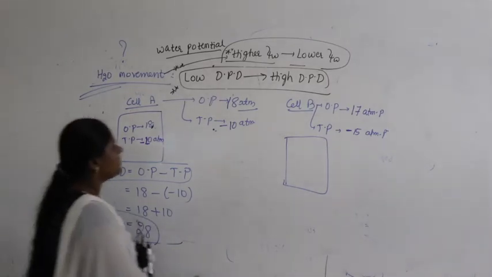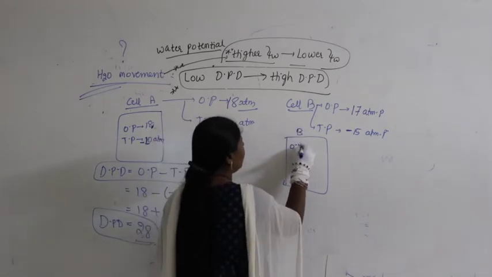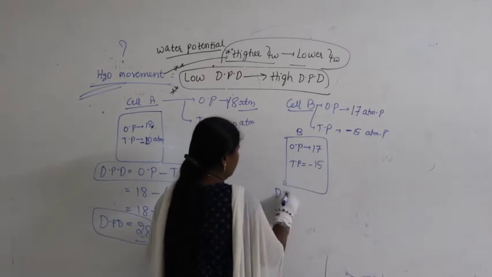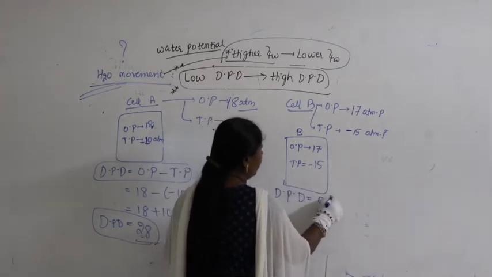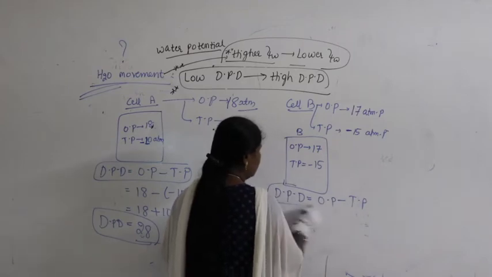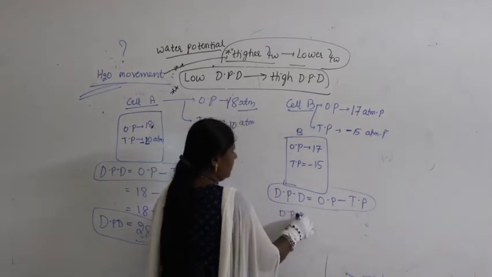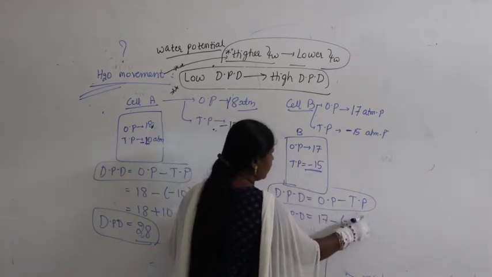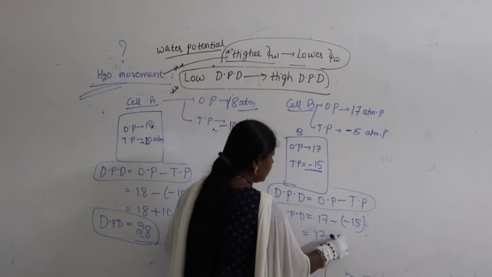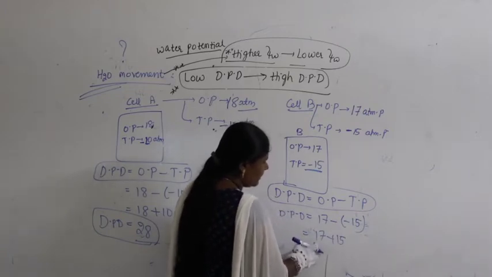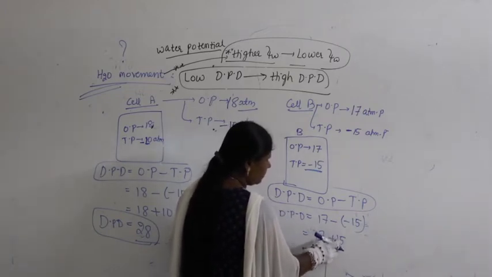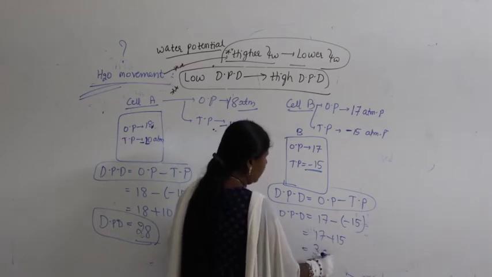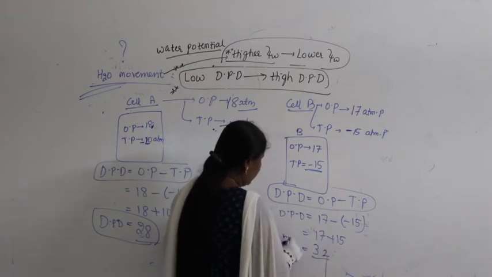Come back to cell B. This is B. Now what you have to remember? OP is 17 and TP is equal to minus 15. Then what is the DPD value? OP minus TP. So this is the formula we are applying. OP is given as 17 and TP is given as minus 15. 17 plus 15, then what happens here? It is 32. 32 is the value for DPD.